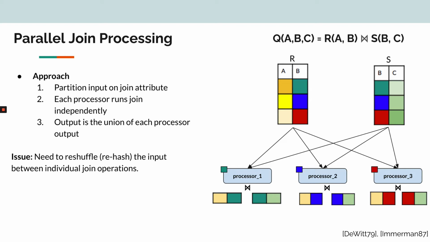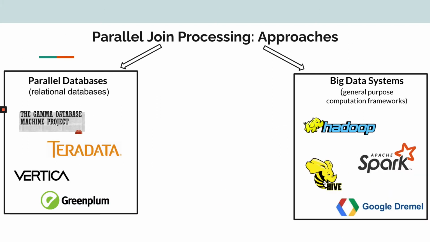As this example demonstrates, we have two relations, R and S, that are horizontally partitioned based on their join attribute values. Each value is assigned to a processor. And once the input is distributed, processors can compute the join in parallel, independently of each other. This, however, requires reshuffling the input based on join attributes between individual join operations.